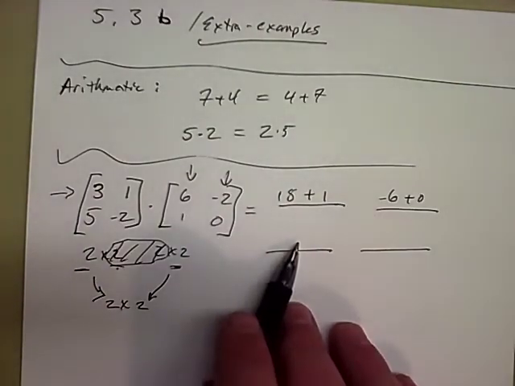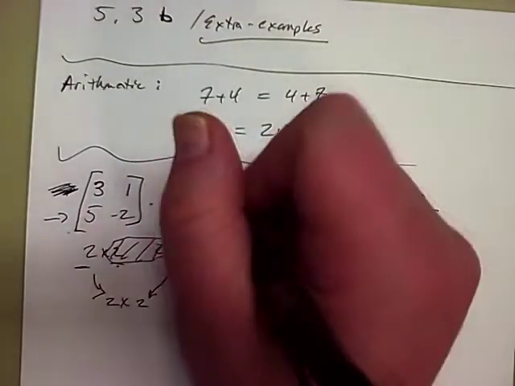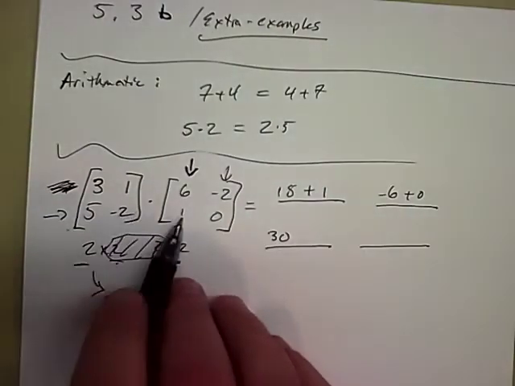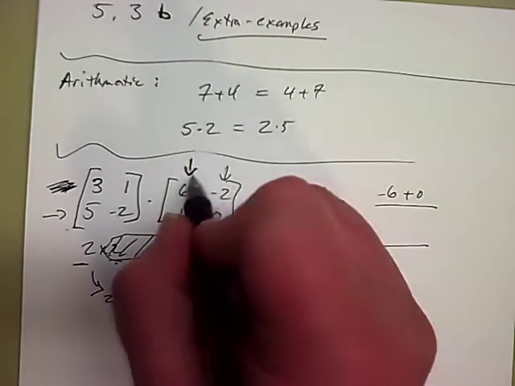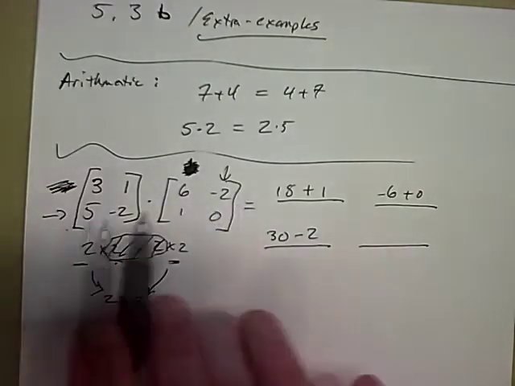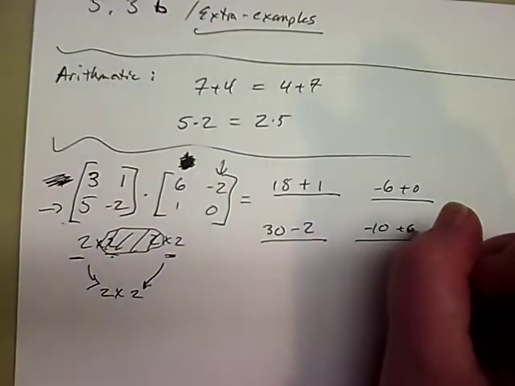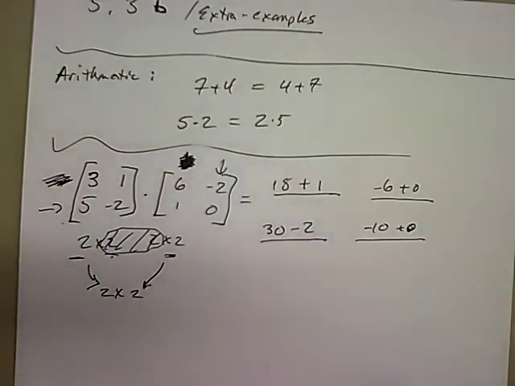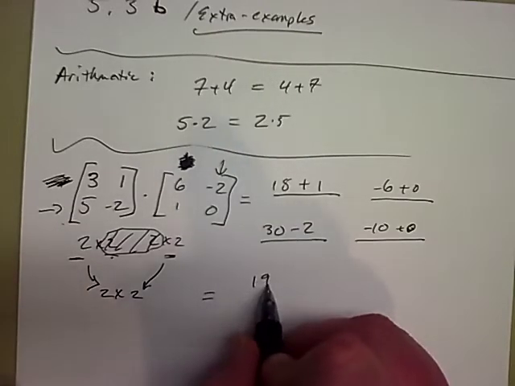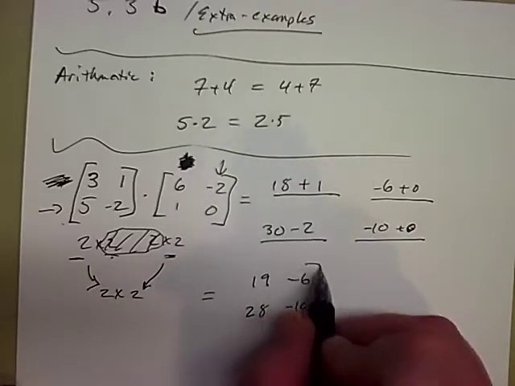Here we're at row 2, column 1. So no longer looking at this. Now we're at row 2, column 1. So 5 times 6 is 30. Negative 2 times 1 is negative 2. So I'm done here. So row 2, column 2, 5 times negative 2 is negative 10. Negative 2 times 0 is 0. Okay? Now I can clean this thing up. My 2 by 2 resulting matrix is going to be 19, negative 6, 28, negative 10.